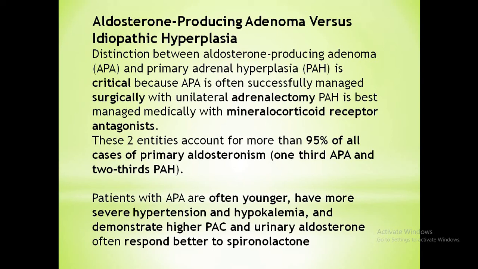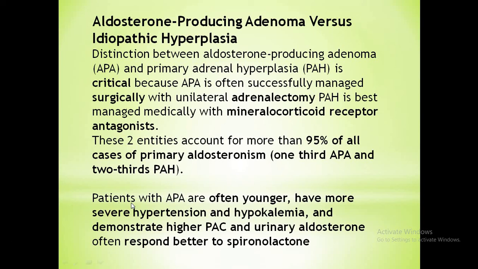So APA versus PAH. The distinction is critical because APA, since it's a tumor, can be managed surgically with unilateral adrenalectomy, usually done laparoscopically. Whereas PAH, the adrenal hyperplasia, is managed by MR antagonists or MR blockers. The APA and the PAH constitute about 95% of all the cases of primary aldosteronism.